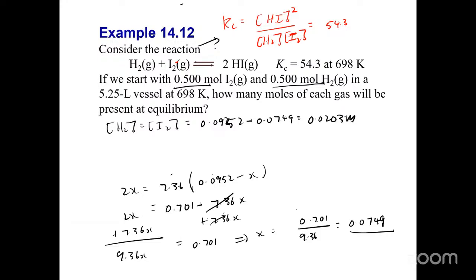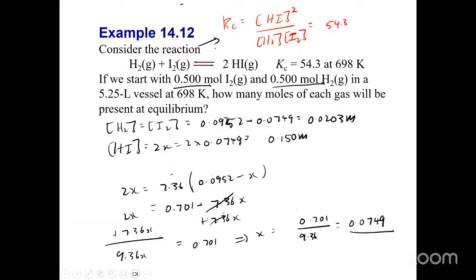M, right? And the concentration of HI, if I remember correctly, was 2x from the table. So 2x is equal to 2 times 0.0749. 0.0749 times 2 gives 0.1498. Rounded off to three significant figures, that would be 0.150 M, right?